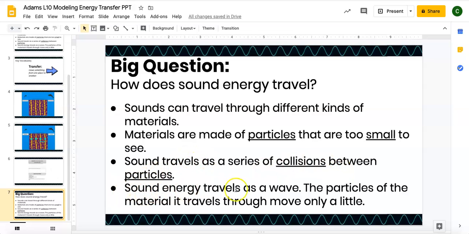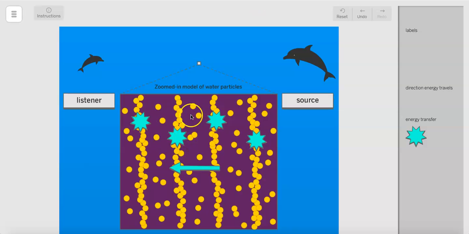And then you have sound energy traveling as a wave. The particles of the material it travels through move only a little. Those little guys do not move in great distances. They only move in short distances.